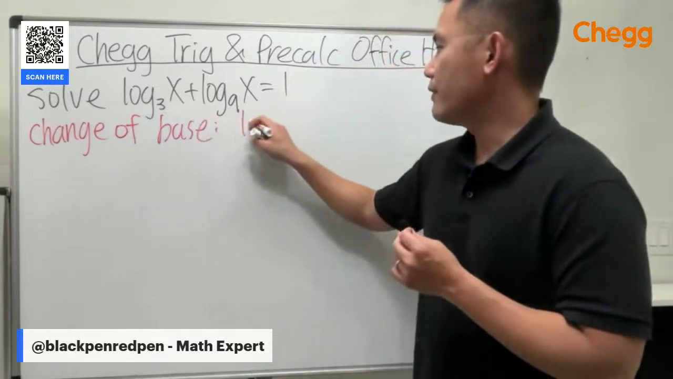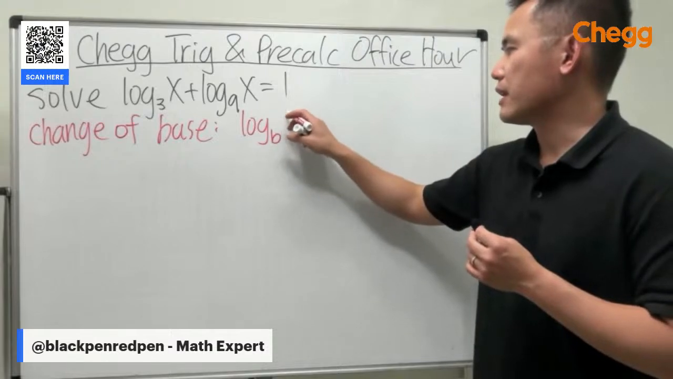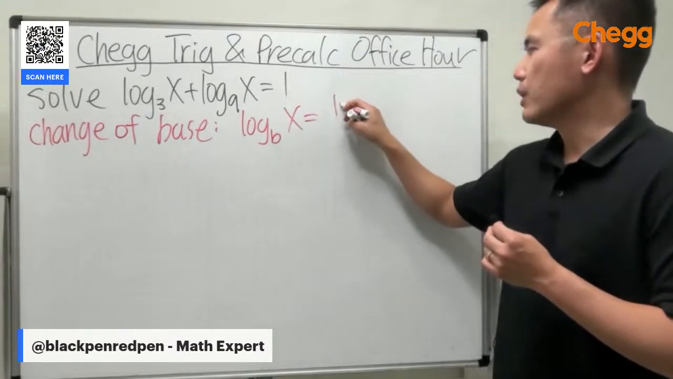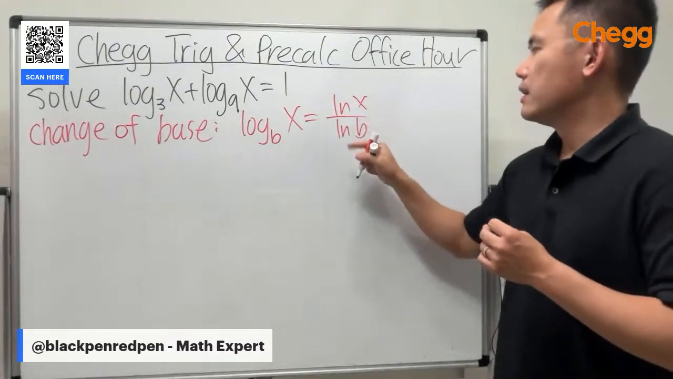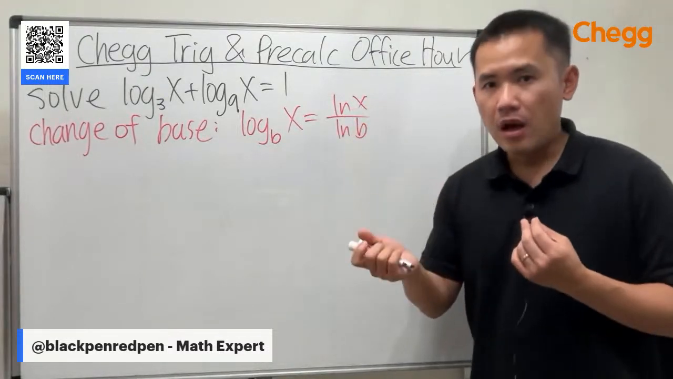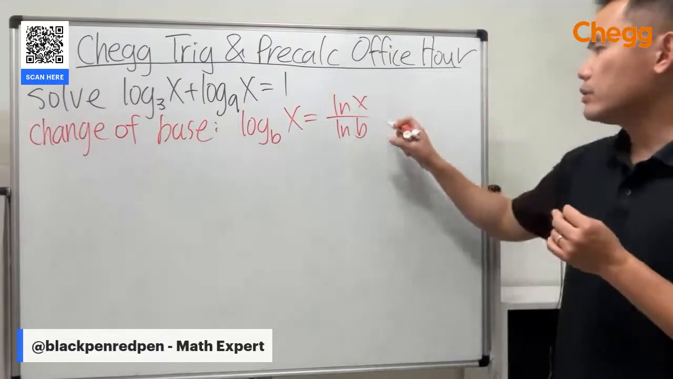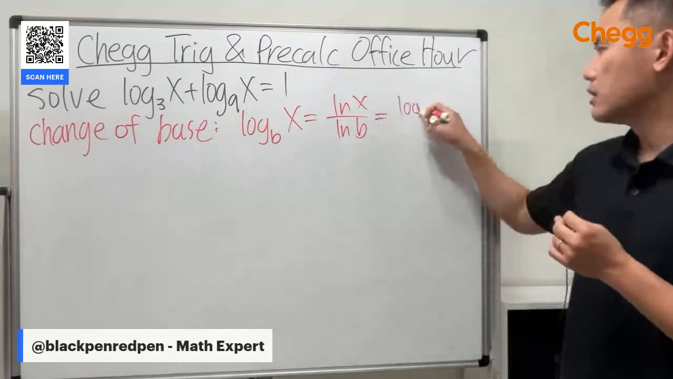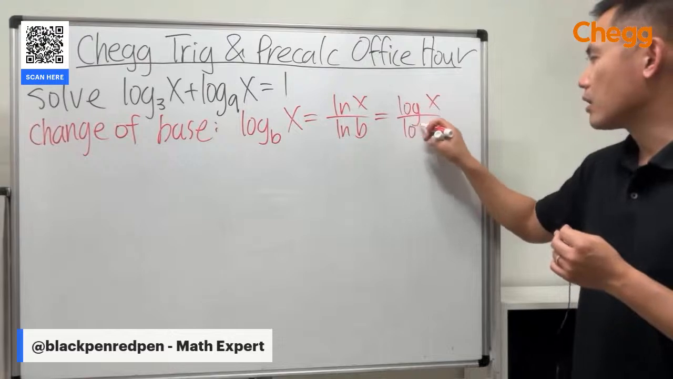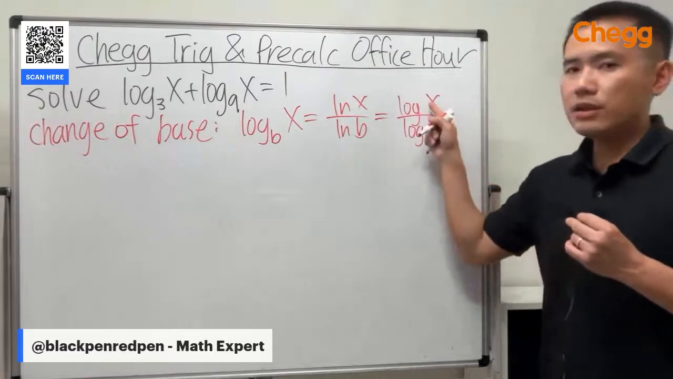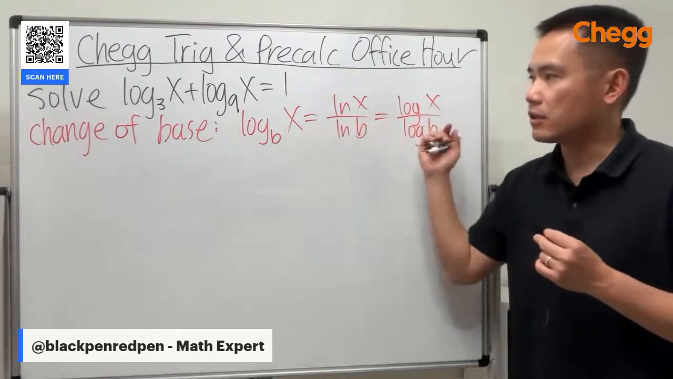It says if you have log base b of some x, this is just equal to ln of x over ln b, where ln is the log with the base e, the special number e. You can also do this with the regular log, which is log base 10, of x over log b. As long as the top and bottom have the same base, this is correct.